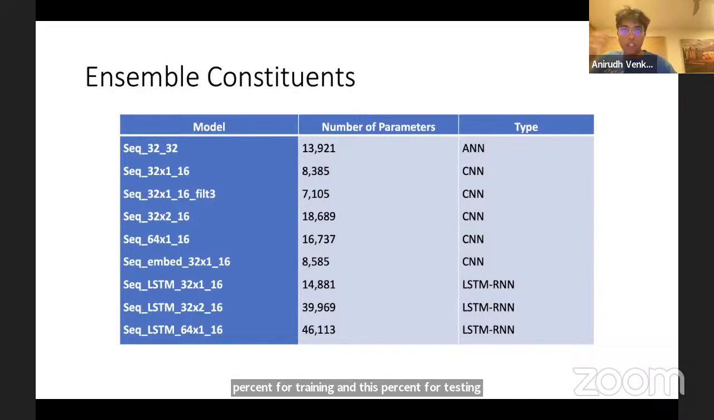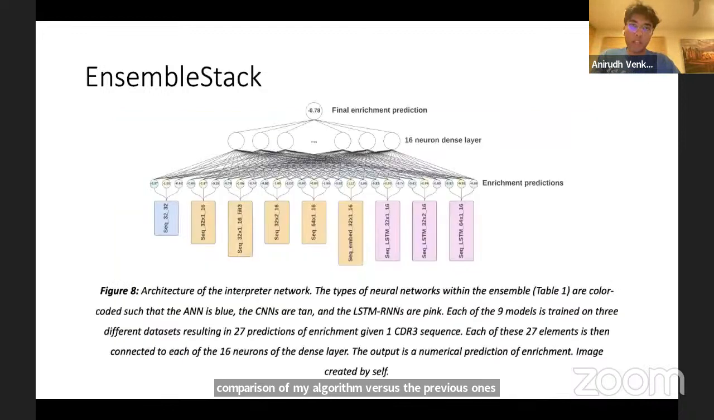Yeah, so this training data was already previously used for Lou et al.'s experiment, where he didn't use the stacking method. He only used an ensemble. And I copied the same train-test split in order to maintain the accuracy and make sure that it's a one-to-one comparison of my algorithm versus the previous ones. And as for training the interpreter neural network, I used about 5,000 sequences from the testing data.